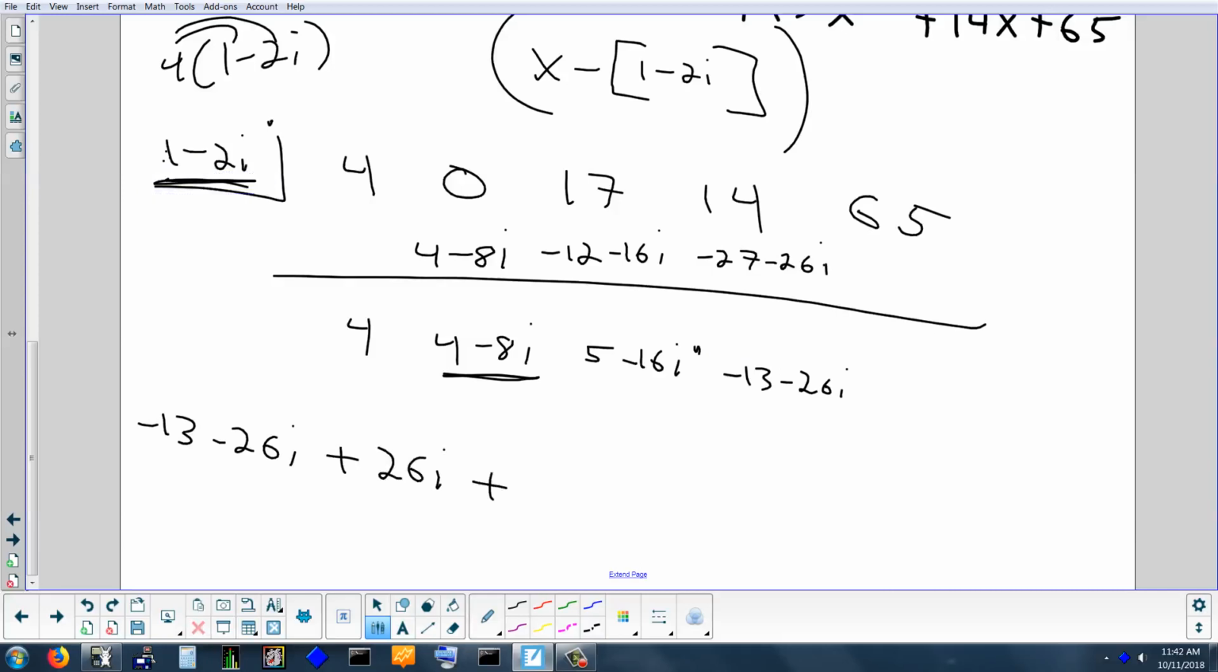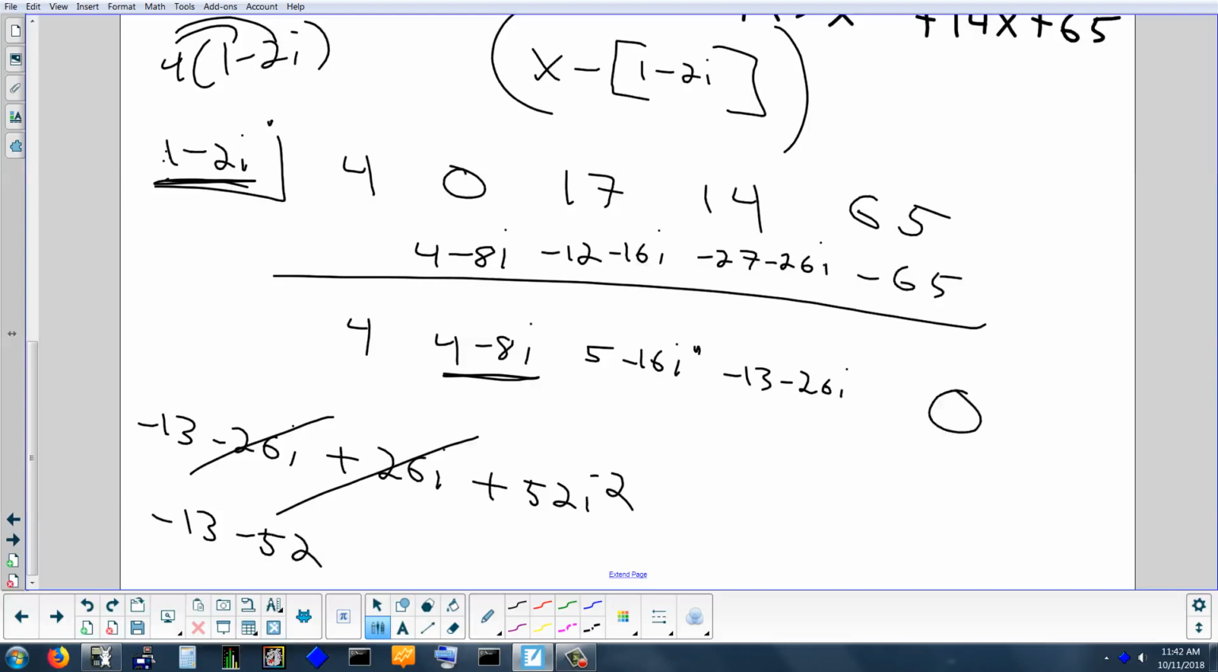2 times 26 is 52i squared. Negative 26i, positive 26i. Gone. What's 52i squared? What number is that? Yeah. Negative 52. And what's negative 13 minus 52? Negative 65. Remainder is 0.